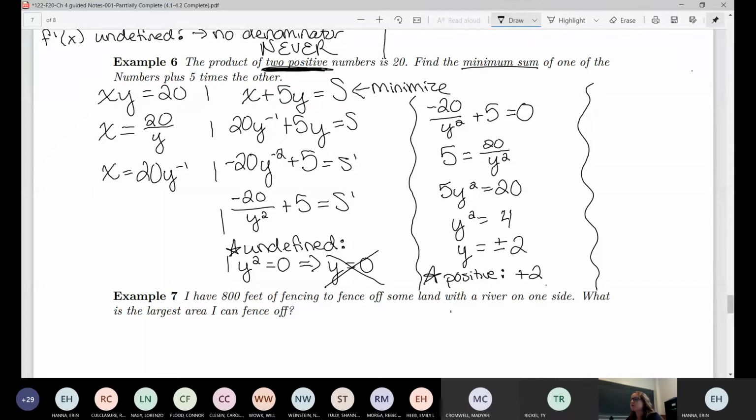So at this point, to be able to move forward, we need to know what type of interval we're working over. Do we have a closed interval, an open interval, or are we working over some portion of the real line? Are we going to an infinity or a negative infinity?